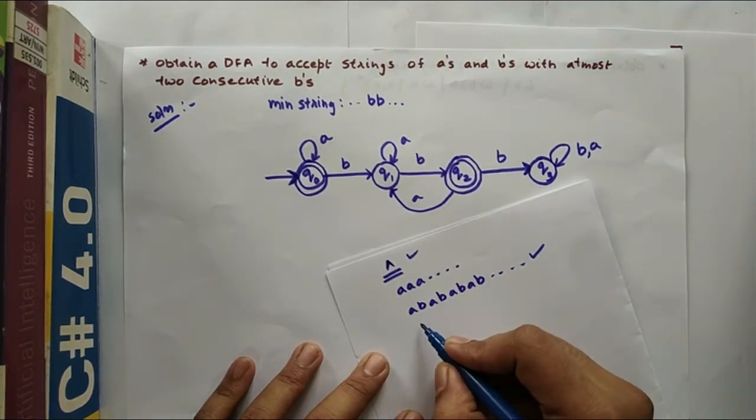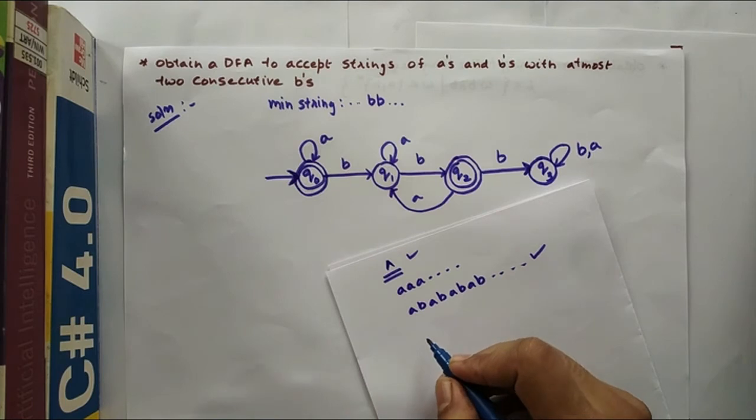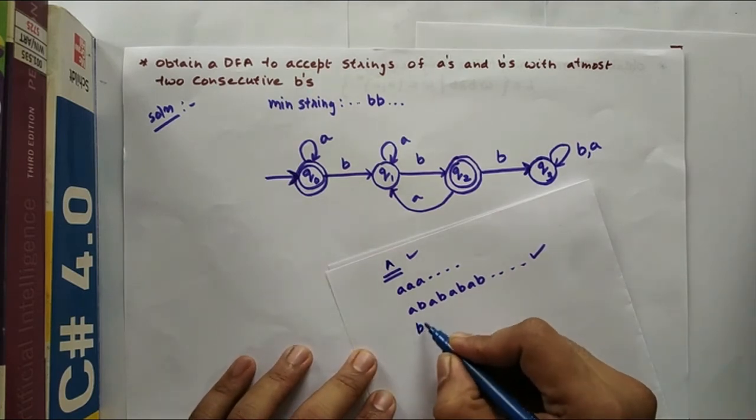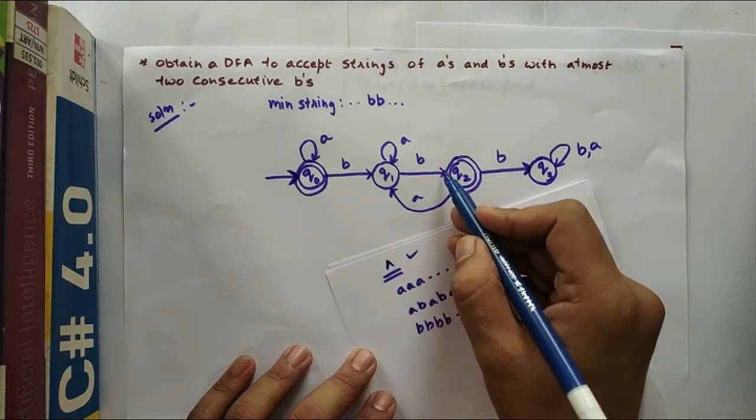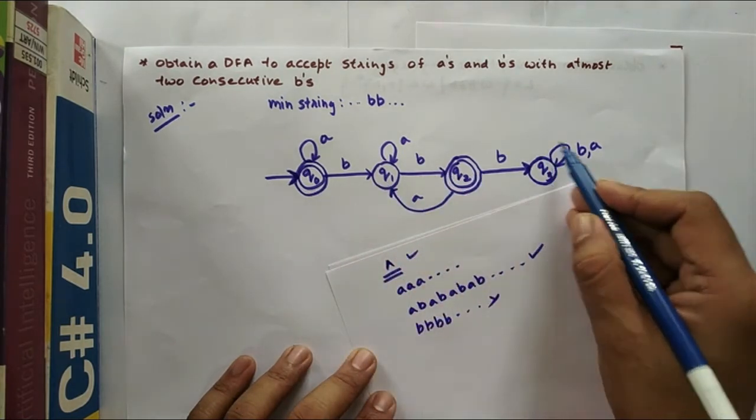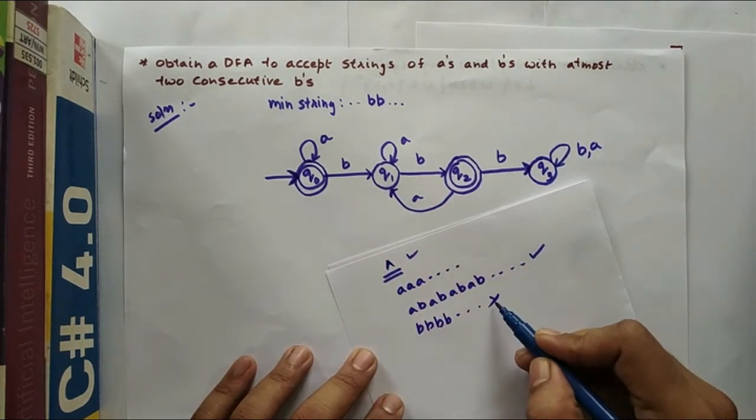Then something like, if you have only B's, this should be rejected, no? So first B, second B, third B, any more B should be rejected.